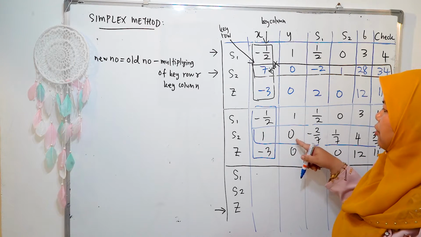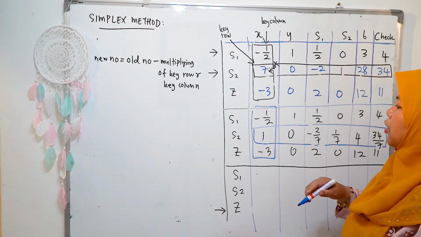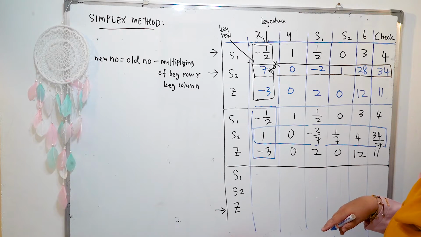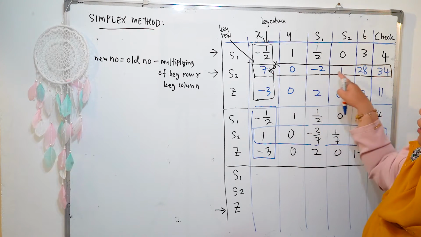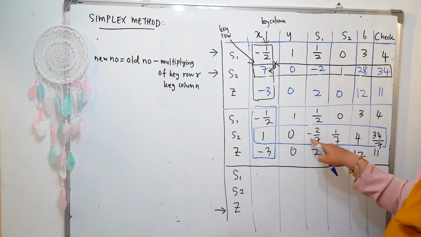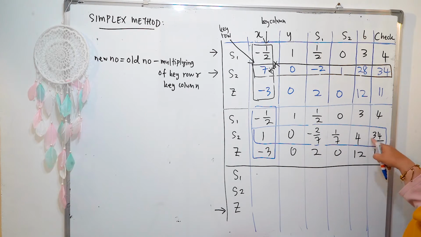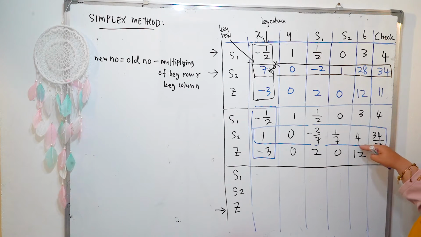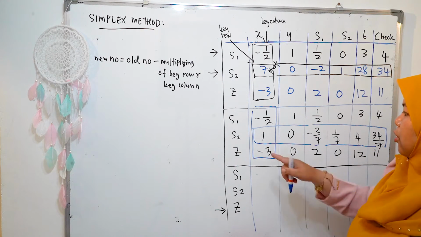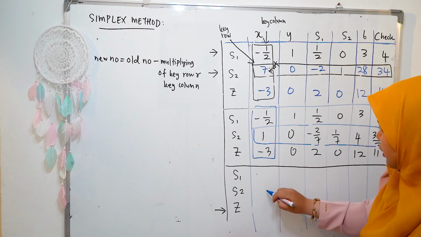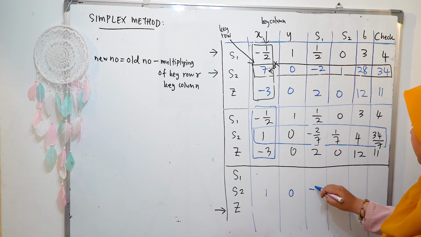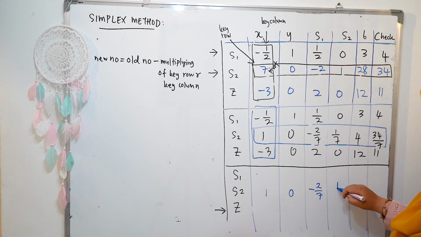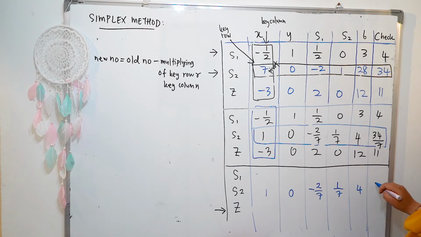Okay, so this is the key row and then this is the key column. Before this, we already changed the elements in the key row to be 1, 0, negative 2 over 7, 1 over 7, 4, 34 over 7. For the other row, we just copy and paste. For the next table, we copy and paste that row we already changed, which is row number 2: 1, 0, negative 2 over 7, 1 over 7, 4, 34 over 7.